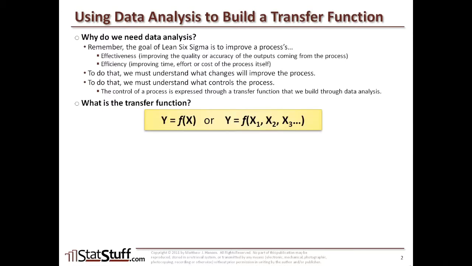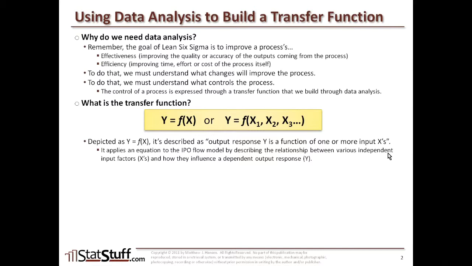This is how we might formally define it. It's y equals f of x, or we might say y is a function of x, or y is a result of a function of multiple x's, x1, x2, and x3, and so on. So we depict it as y equals f of x, and again describe it as the output response y is a function of one or more input x's. So it applies that an equation of the IPO flow model can be described in this relationship between various independent factors, what we're calling x's, and how those factors influence a dependent output response, or what we're calling y.